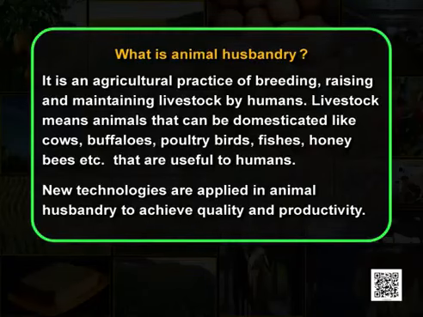Today, we will be talking about animal husbandry. Now, what is animal husbandry? It is an agricultural practice of breeding, raising and maintaining livestock by humans. Livestock means animals that can be domesticated like cows, buffaloes, poultry birds, fishes, honeybees, etc. that are useful to humans. New technologies are applied in animal husbandry to achieve quality and productivity. Students, what do you think is the importance of animal breeding? Yes, it is to increase the yield and also to improve the quality of produce that is useful to humans.